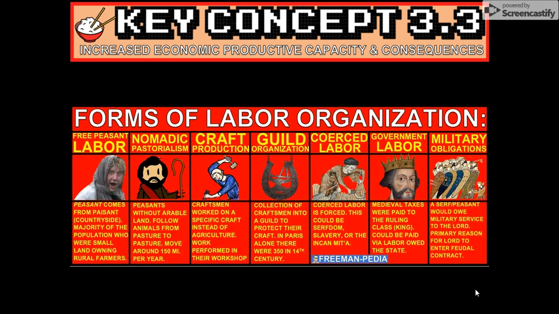Speaking of labor, you have all these different kinds of labor. You have your free peasants, pastoralists like the Mongols. Your craft production guilds are super important during this period. This is a collection of craftsmen, and they are protecting their craft. So they're setting standards of labor, standards of production. They're trying to unify everything, and guilds become very big during the early modern period.